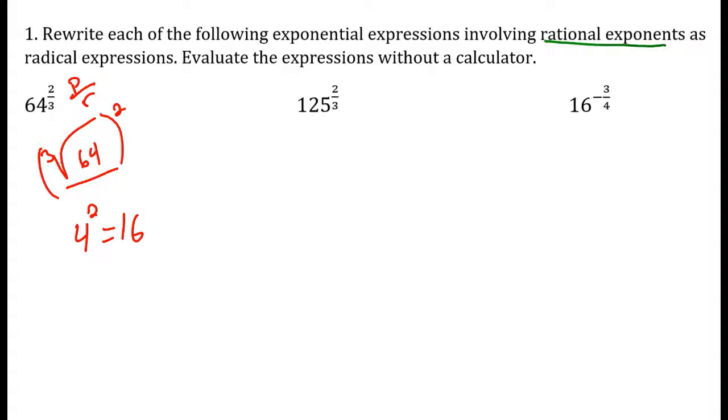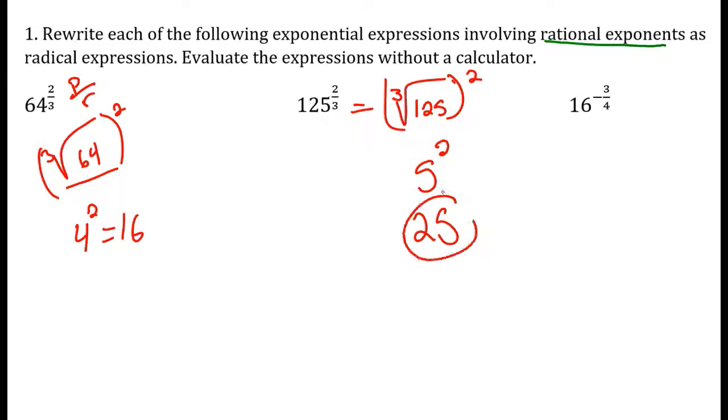125 to the 2/3. Well, it's power over root. So it's the cube root of 125, and I'm going to square that. The cube root of 125 is 5, squared gives me 25. So the big idea that we need to know is it's power over root.